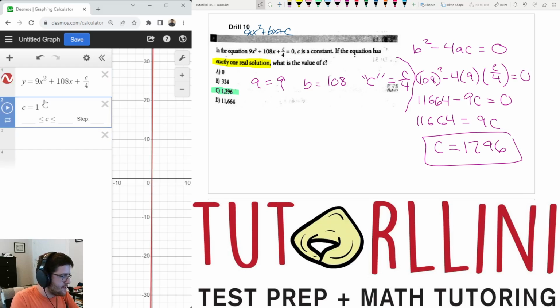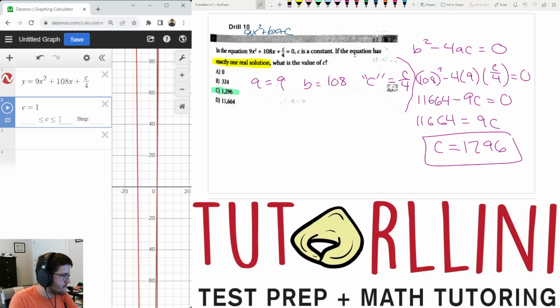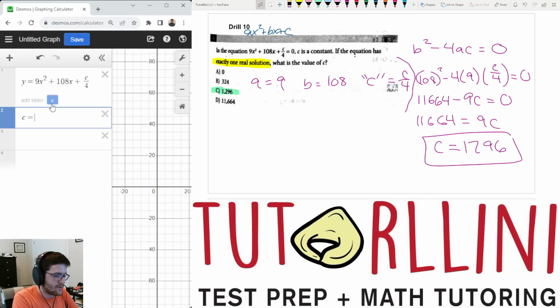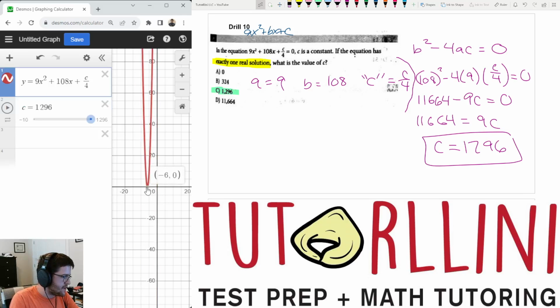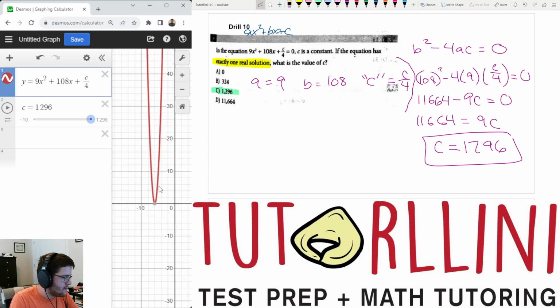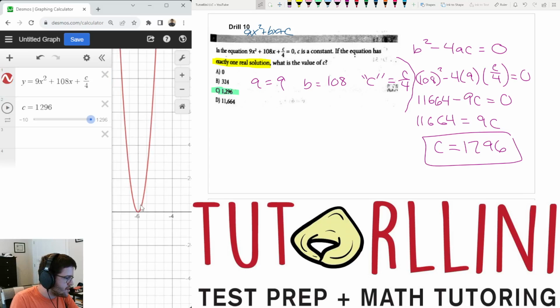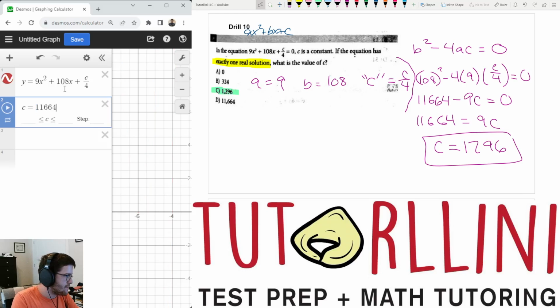Okay, so c equals 0. Okay, that's 2 solutions. C equals 324. Okay, 2 solutions. 1296. See, it touches right there. So it has exactly 1 solution. It only has 1. Okay, let's try 11664.